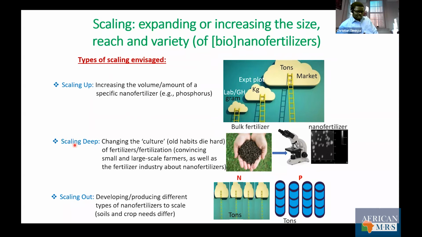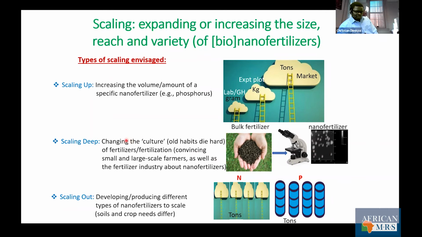The second type of scaling is scaling deep, where you change the culture. As we know, old habits die hard, and people are used to applying certain types of fertilizer in their farm, which is the normal fertilizer, example like you see here. Now you have to convince a farmer that, hey, this fertilizer is not as good as a nano fertilizer. And how do you do that for something that they don't see with their naked eyes? They have to use a microscope to look at them to see the individual particles.